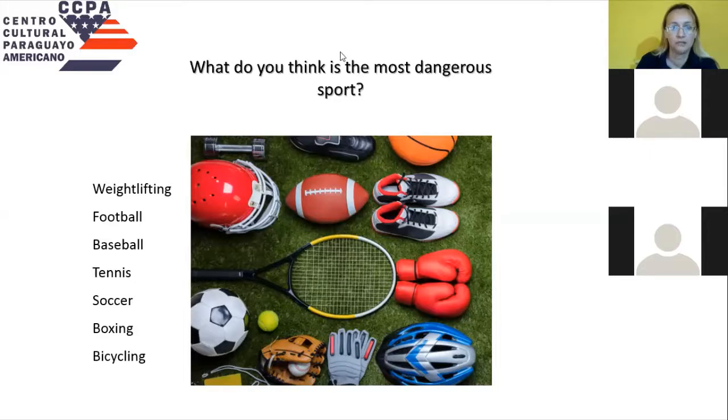Can you write it down? Yes, weightlifting, I agree. Weightlifting is a dangerous sport. Also, boxing, rugby, yes. You can add more sports. The ones that I wrote here are some that came to my mind.